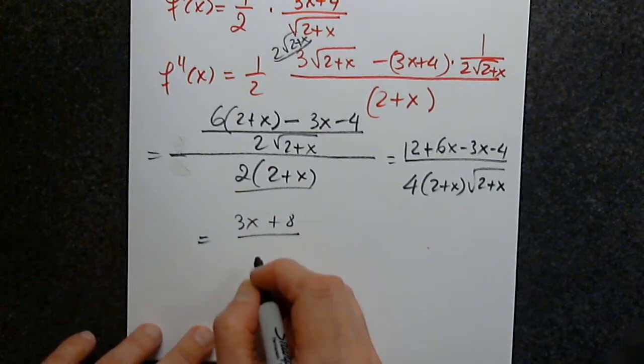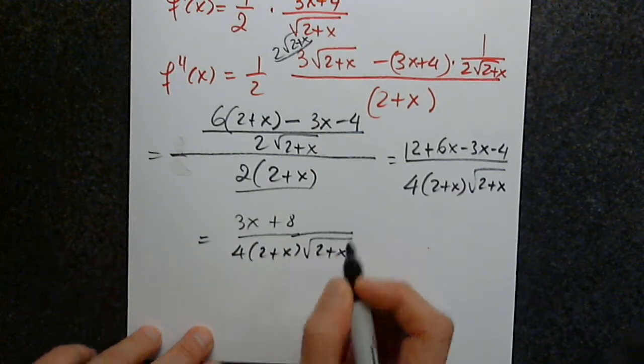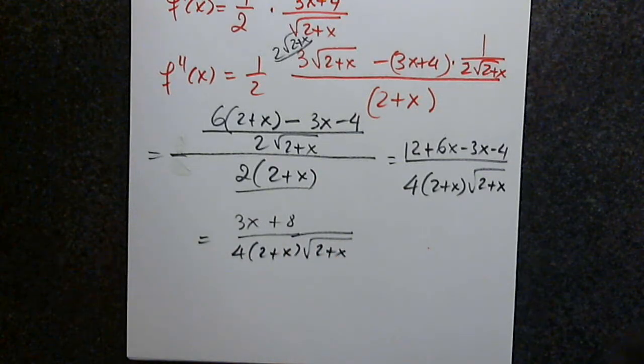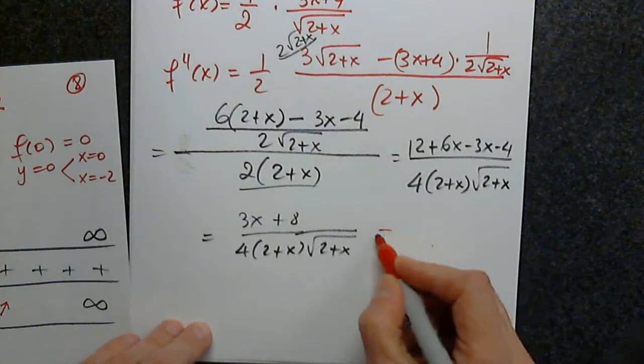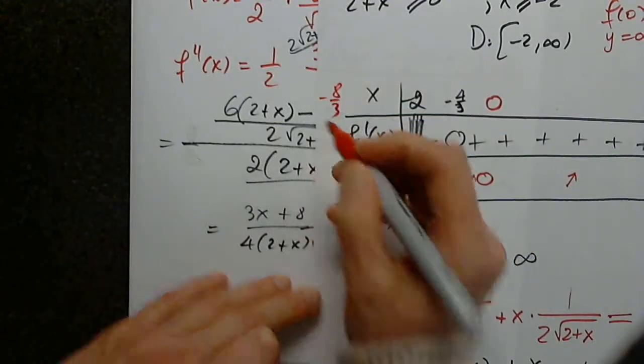Beautiful. It's not even in the domain. Because this is negative 8 over 3, which is to the left of negative 2. So no inflection points, because when I set this equal to 0, I get x equals -8/3. But -8/3 is here. It's not in the domain.